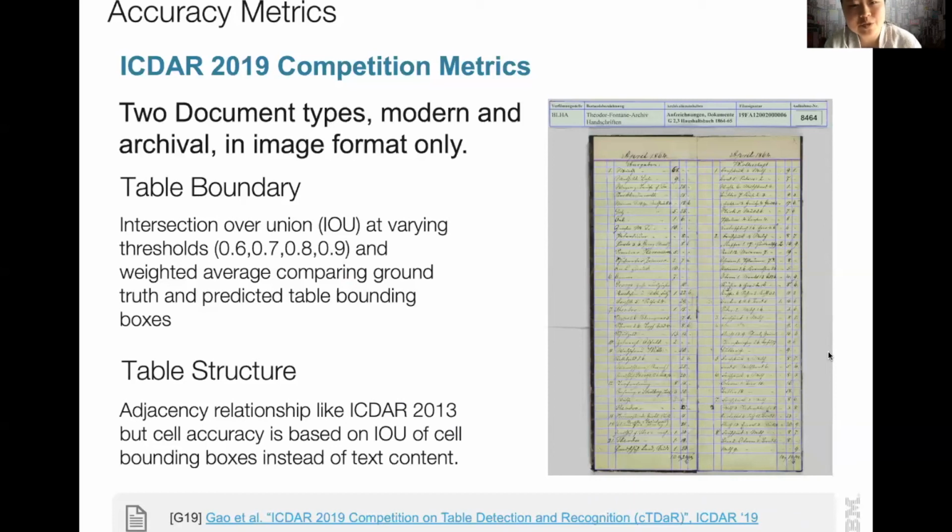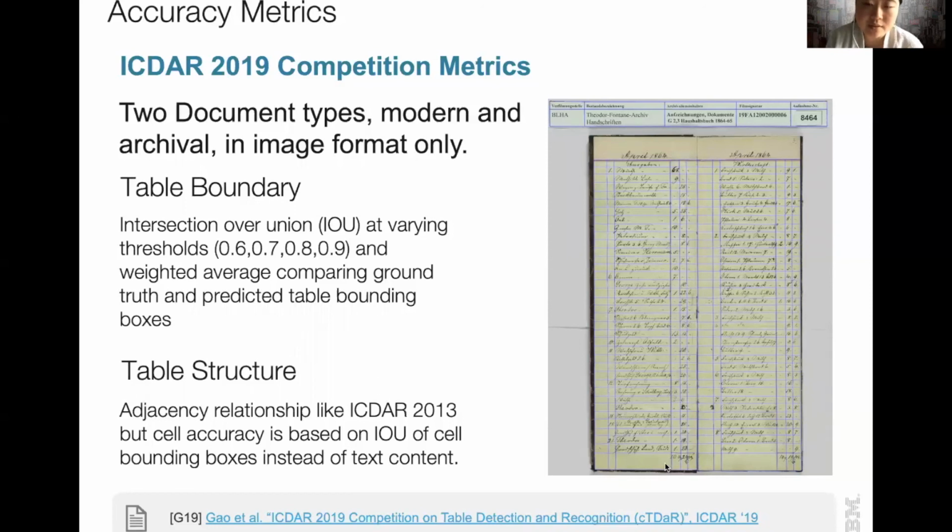Because they were in an image format only, characters were not considered. It was all based on the more computer vision metrics like intersection over union at different thresholds. So one of the weaknesses I would say in this kind of measure is that, say there's a table and it's unclear, if there's no text here, does that belong to the table or not? And it can be quite subjective.